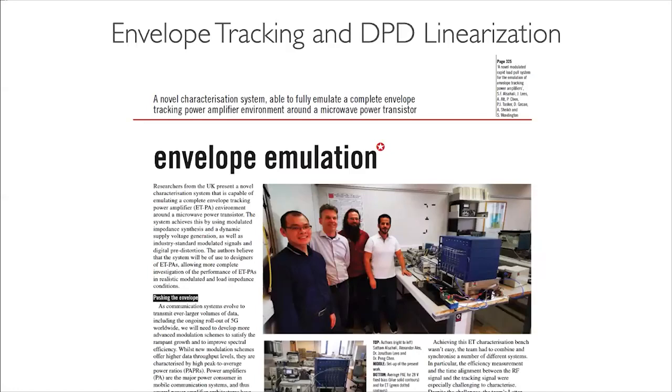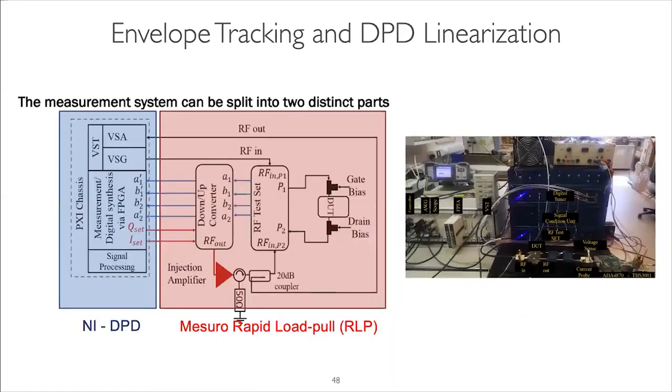So in this case, let's take a quick look here. This is, again, a zoomed picture on the right, and this is the architecture. The architecture can be divided in two. On the left, there's the NI hardware, which is comprised of a PXI chassis that has a computer controller in there, but is also comprised of a VSA and a VSG.